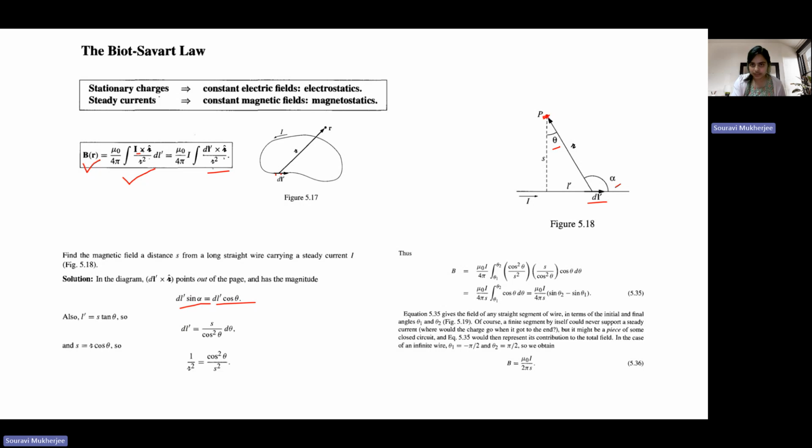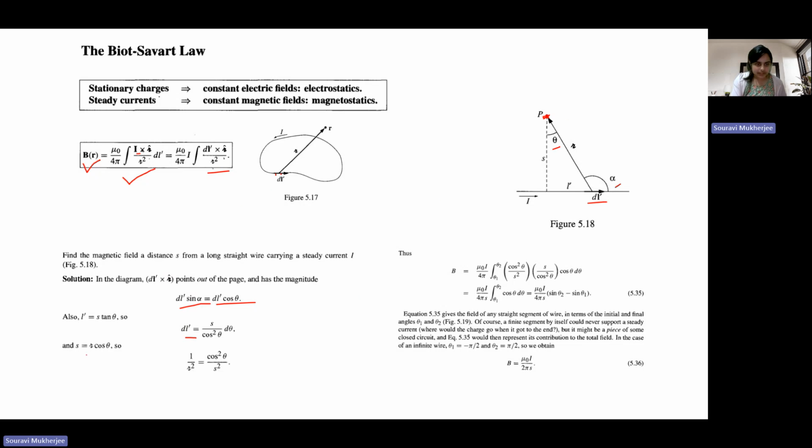You want to find the field here. So the angle subtended by this line element here is given by theta. Now these are all trigonometry that you are trying to do. Then from here you can find dl prime: L prime is s tan theta, then take the ratio of the two and find an expression for dl prime. And then again look for what is the effective distance.